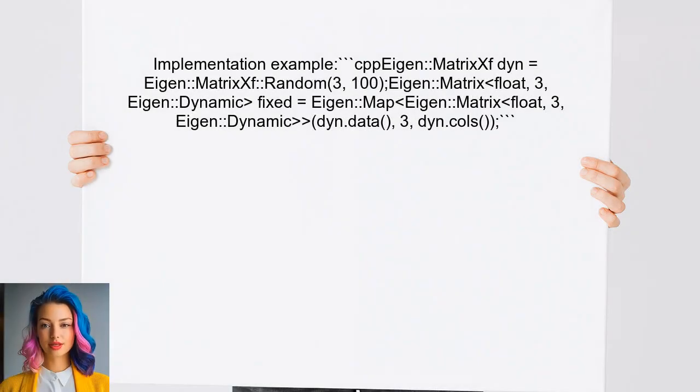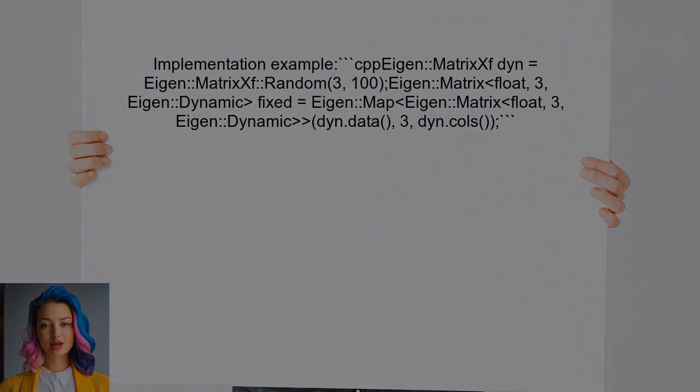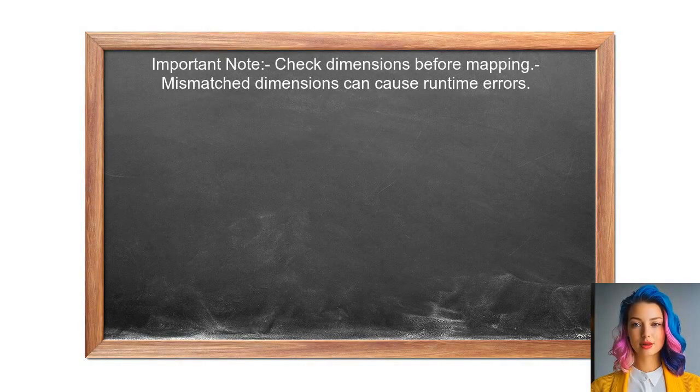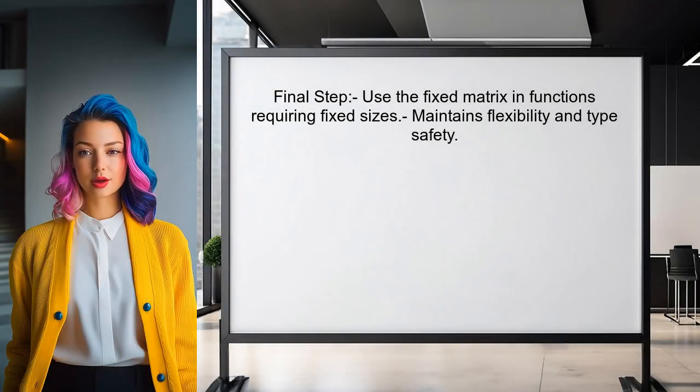They can create a dynamic matrix and then map it to a fixed matrix using the Eigen Map constructor. This is done by passing the data pointer and the number of columns. It's important to note that the user should check the dimensions before mapping. If the dimensions do not match, it could lead to runtime errors. Finally, the user can now use the fixed matrix in their functions that require fixed-sized matrices. This approach maintains flexibility while ensuring type safety.